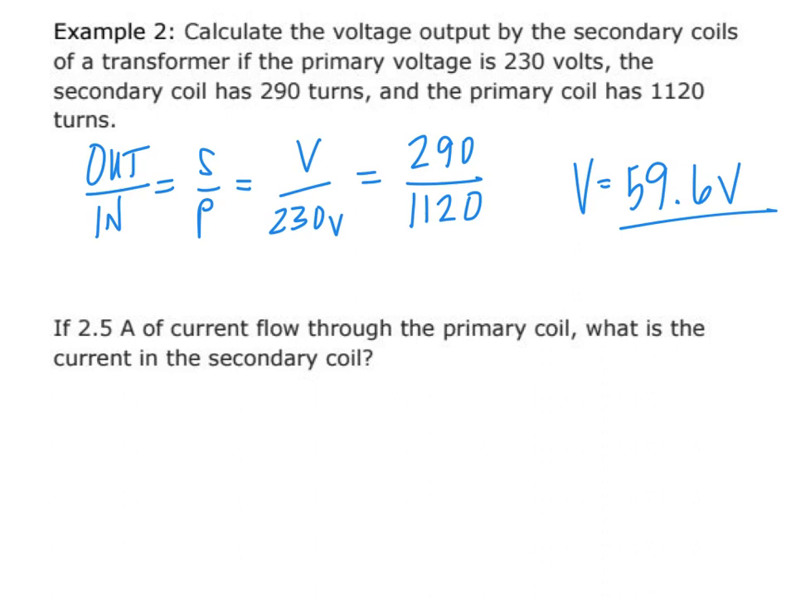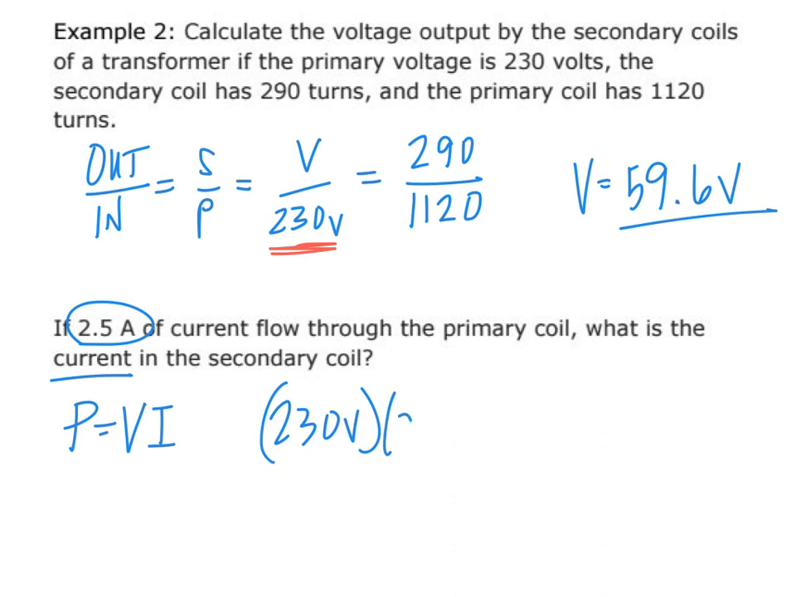Second part of the question talks about the current in the coil. So the current, you can do sort of an inverse ratio, but I tend to get a little bit more confused with that. I like to just think about power ideas. So the power has to be the same in the secondary and in the primary, and power is voltage times current. So if I take the voltage in the primary, so that's up here, that was our 230, and I multiply it times the current in the primary, okay, that's what we were given, that should equal the voltage for the secondary.